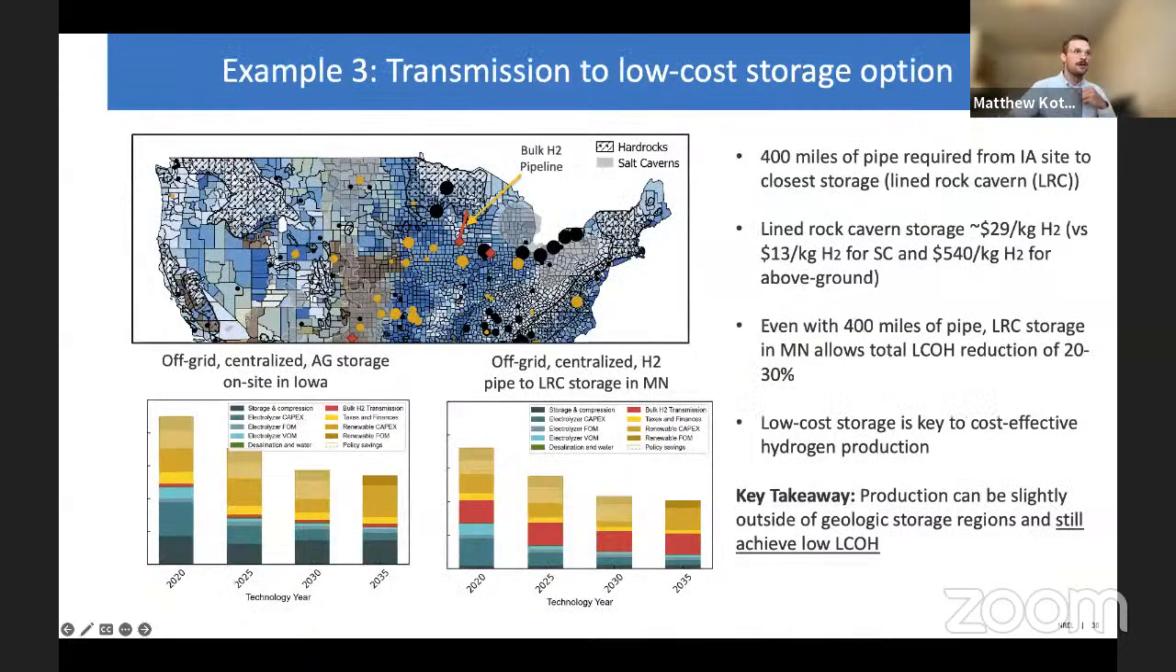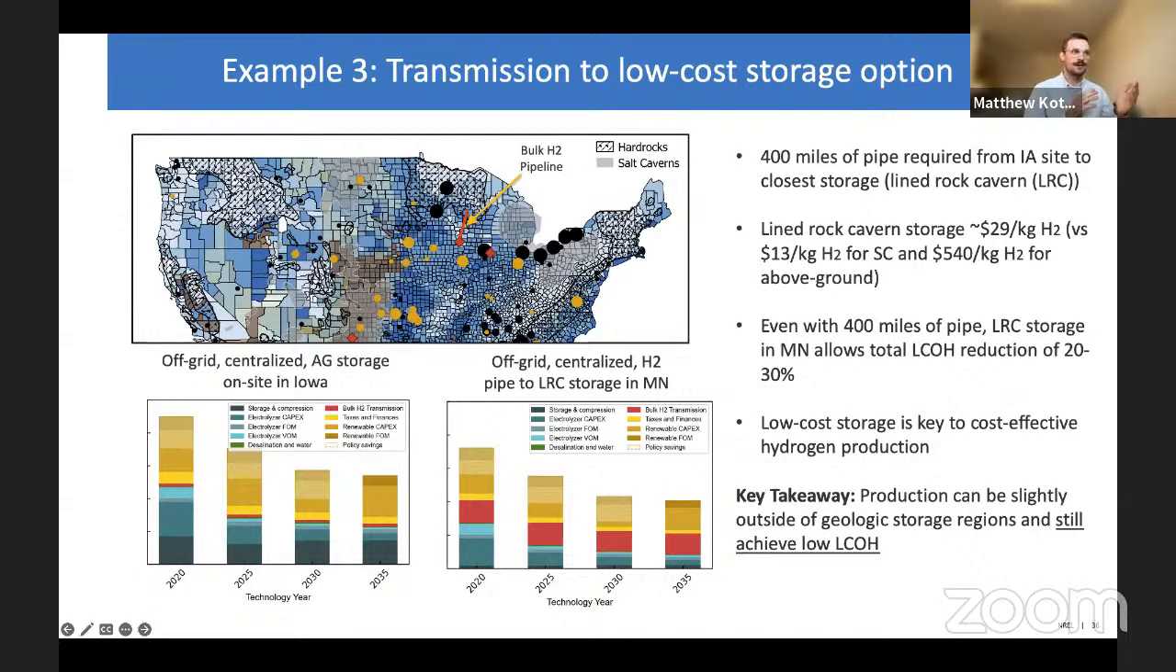And then just kind of talking more, focusing specifically on Iowa. Now, Iowa does not have close access to good storage options. And so this slide shows, well, what happens if you pipe your hydrogen 400 miles north to your closest lined rock cavern storage? And it's really interesting insight. You would think that such a long pipeline could be very expensive, but that is still cheaper than if you were to build above ground storage on site. So this really does give some interesting insights.